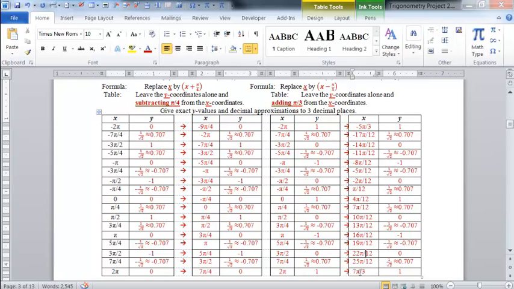25 and 12, can't do anything with that one. 22 and 12, we have about 11 and 6. We'll do a little reducing of fractions here. 19 and 12, can't do anything with that one. 16 and 12, we can make that 4 here and 3 here. That one we can't do anything with.